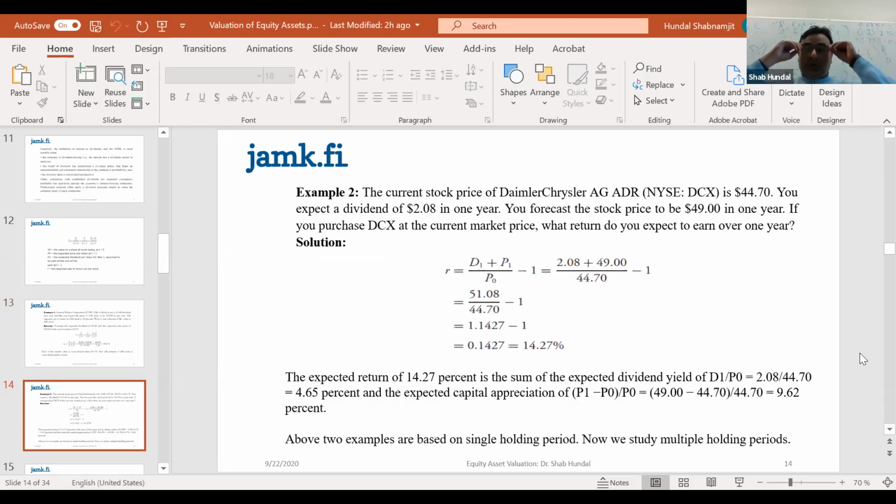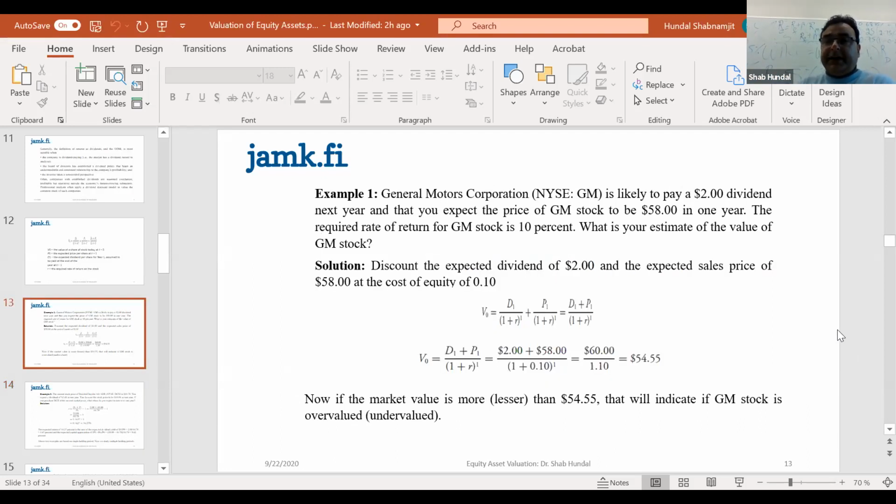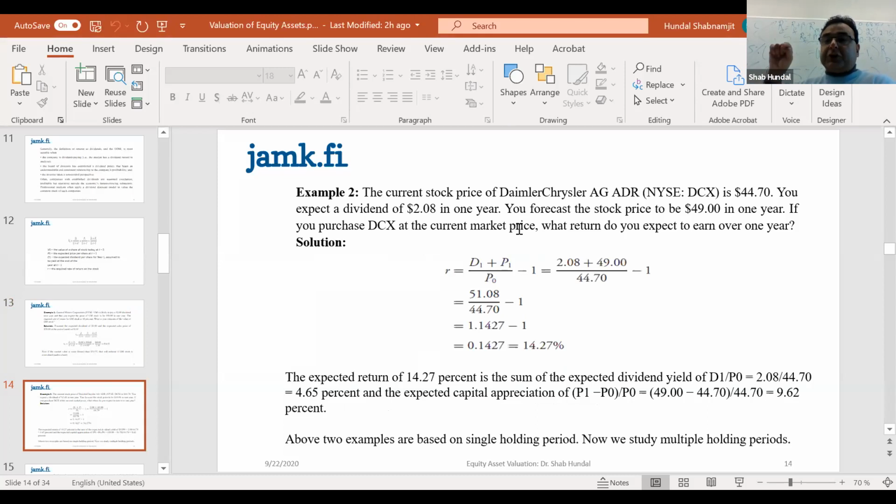One more question. The current stock price of Daimler Chrysler is $44.70. So this is the current price now, so this is V0 already. You have to be very careful who's who. The current price is 44.70. In the last example, it was the expected price, so that was P1, the price next year, 1 year from now, period one. In this case, this is already the current price, 44.70.